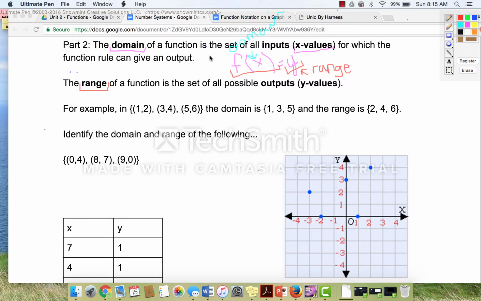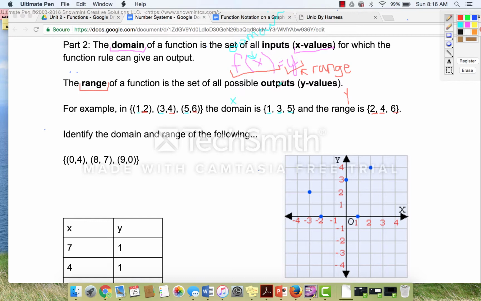So for example, in this set, we can show the set by using these fancy little curly brackets. The domain is going to be all of my x values. So I have 1, I have 3, I have 5. So my domain, appropriately enough, is 1, 3, 5. And my range is going to be my y values. So 2, 4, 6. That's exactly what my range is. So it's really just the range is identifying your y's. Domain is identifying your x's.